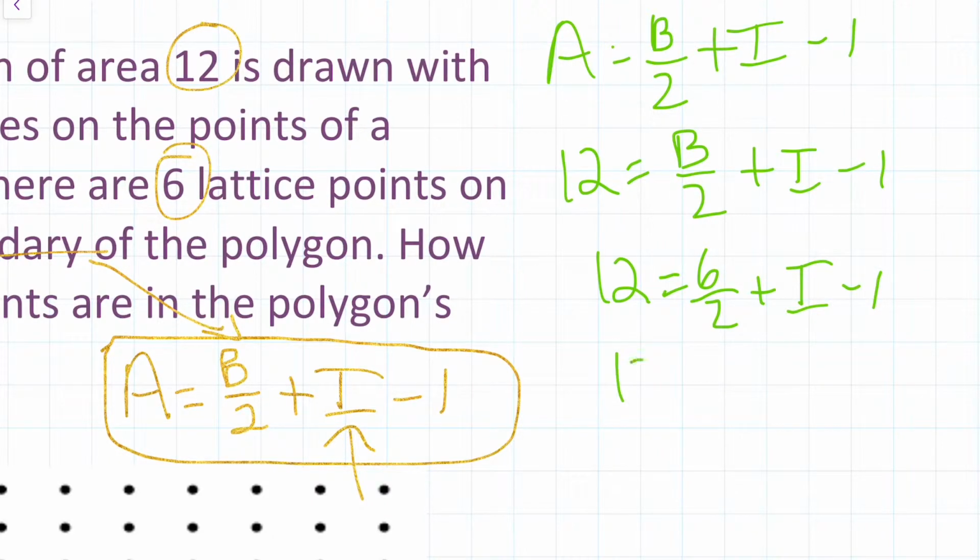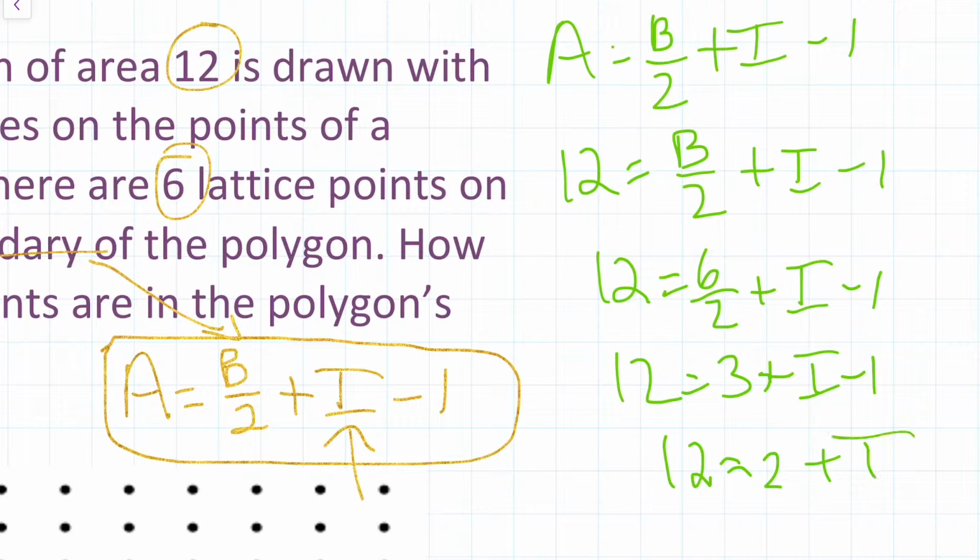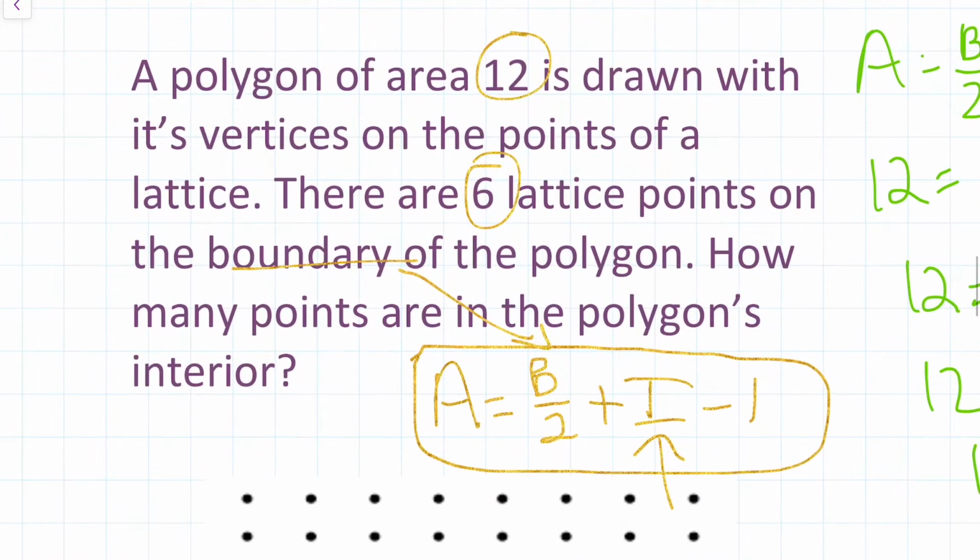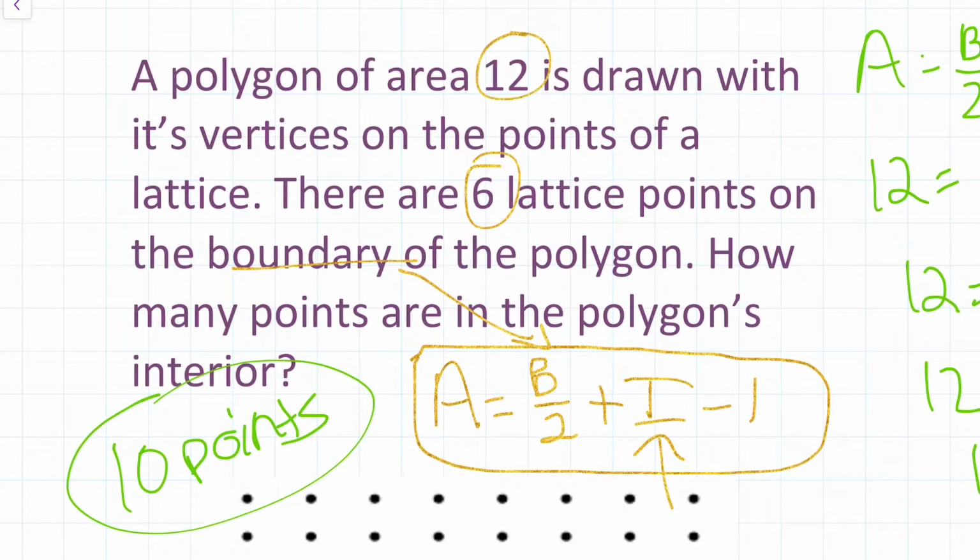Now simplifying, we get 3 minus 1 equals 2. So then 12 equals 2 plus I. And the number of interior points we can easily find as 10. So that's the number of interior points, and that's what they're asking: how many points are in the polygon's interior? So you can see this as your answer. So let's go to the next problem.